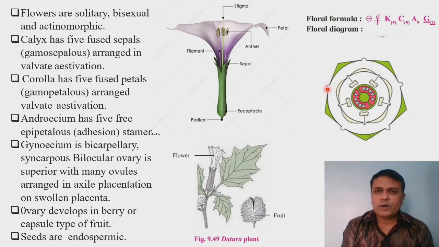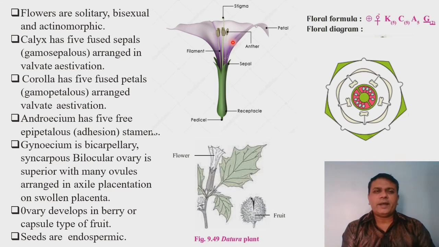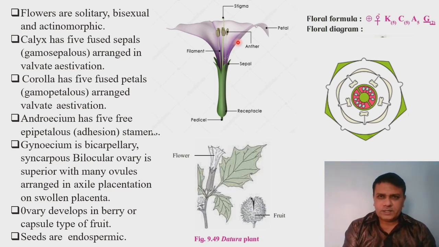Hence, the calyx is called gamosepalous calyx, and it shows the presence of valvate aestivation. Then the second floral whorl is called the corolla. Here in this diagram of the Thura flower we can see the corolla. Now the corolla has a total of 5 fused petals. Hence the condition is called gamopetalous.